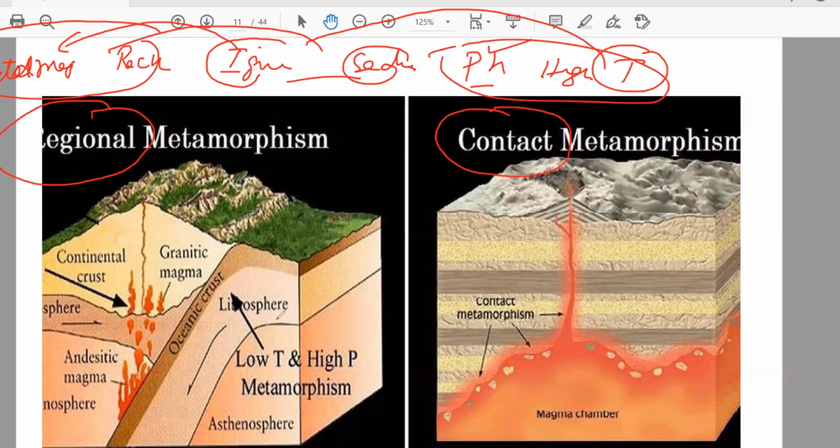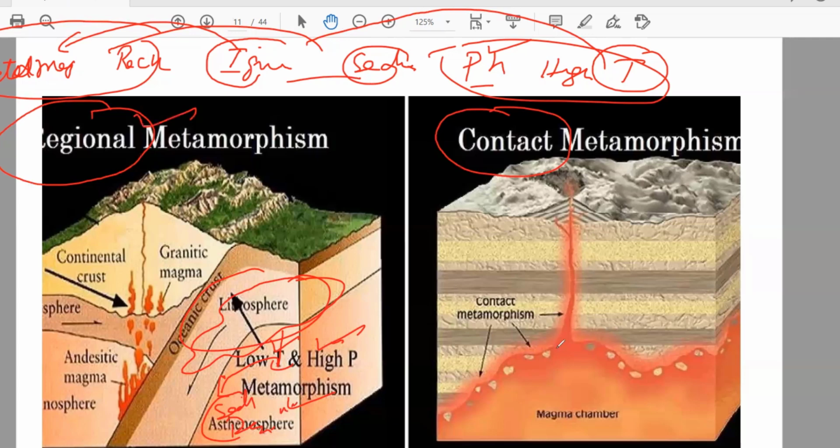What is regional? Regional means you have very large, high rocks, and due to those large rocks, down below you have high pressure or high temperature. If it is a sedimentary rock or igneous rock here, due to this high temperature and high pressure, it will automatically convert into metamorphic rock. So this is known as regional metamorphism.